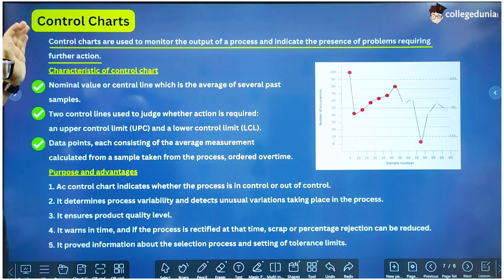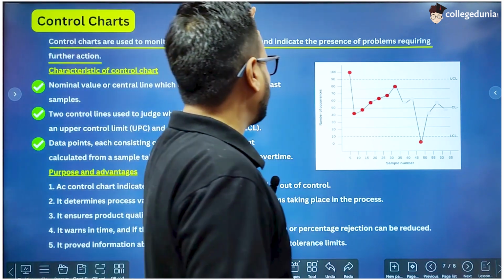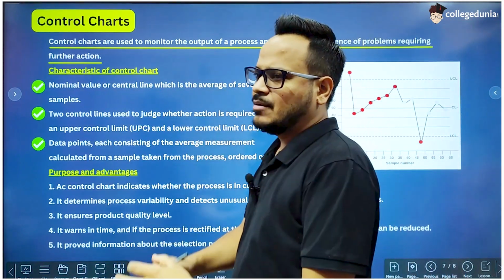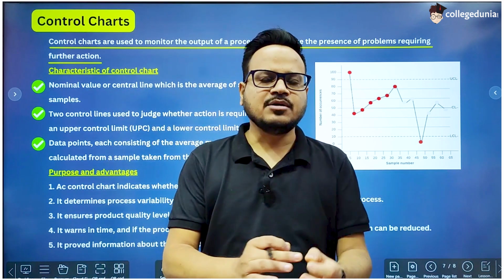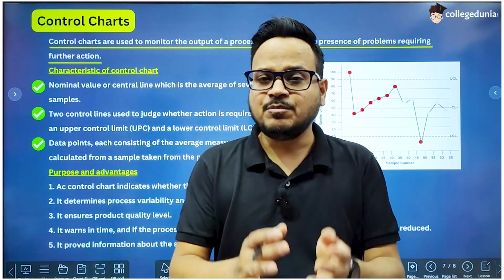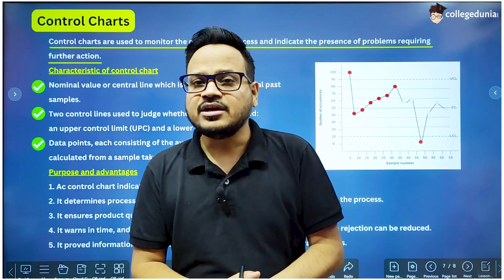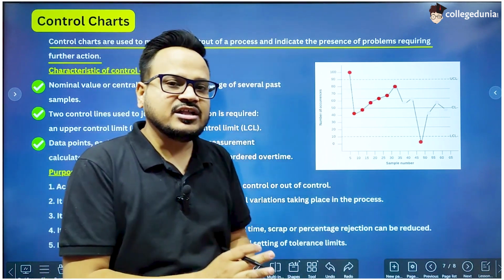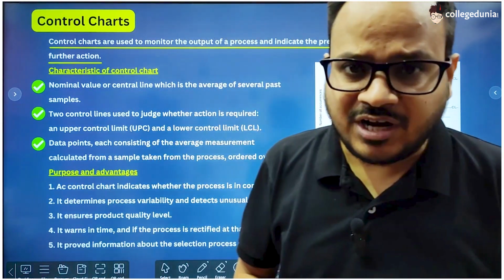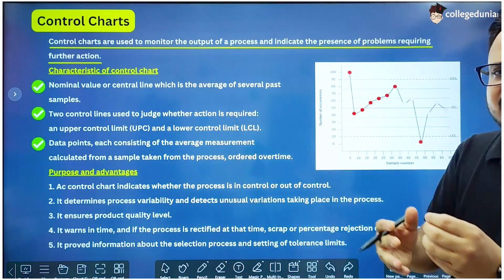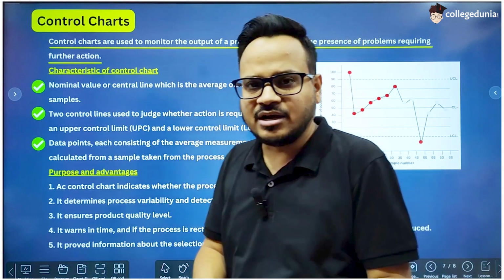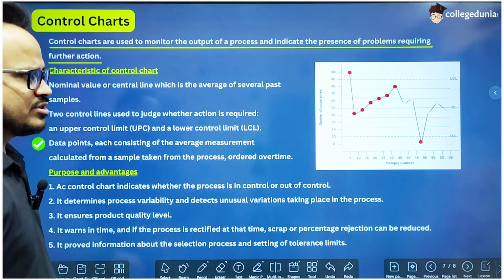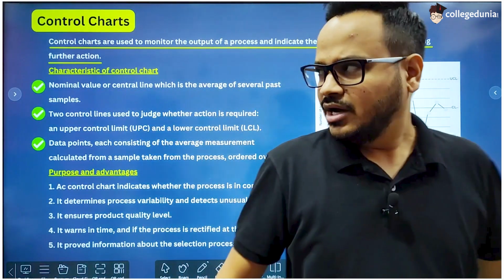What are control charts? Control charts are used to monitor the output of a process and indicate the presence of problems requiring further action. For example, in the manufacturing industry, an item is being manufactured. So we have to keep track of the item, whether it is being manufactured according to the quality standards or not. If there is some defect in the item, we should know that defect in the early stages so that we can rectify the defect, or we can just reject the item and work according to the quality standards. So in manufacturing processes, control charts are very important, right?